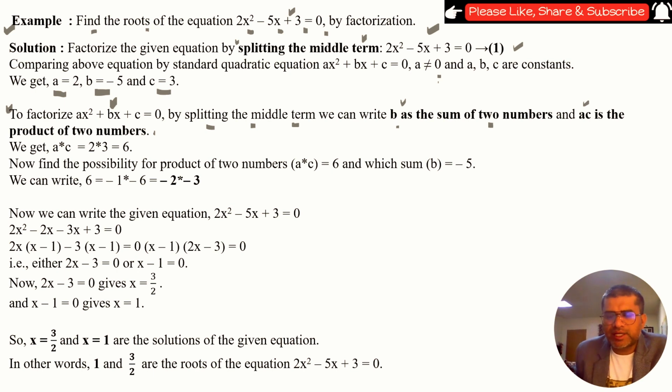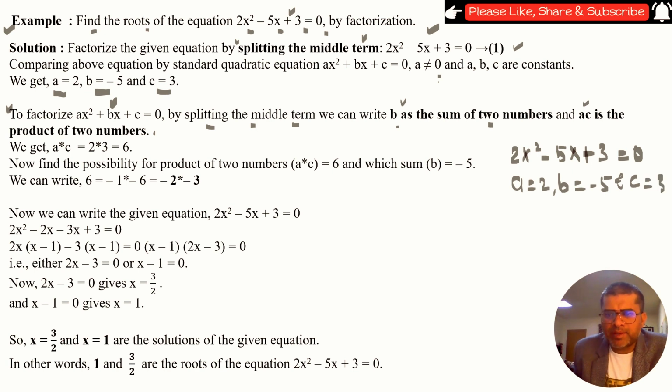This is your given equation. What is your given equation? 2x square minus 5x plus 3 is equal to 0. Here a is equal to 2, b is equal to minus 5 and c is equal to 3. AC is coming how much? 6. And sum is equal to how much? b is equal to how much? Minus 5.